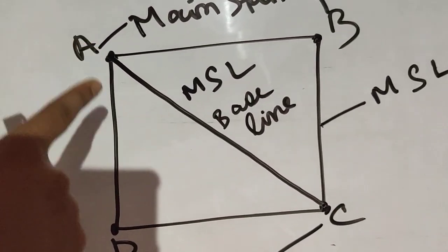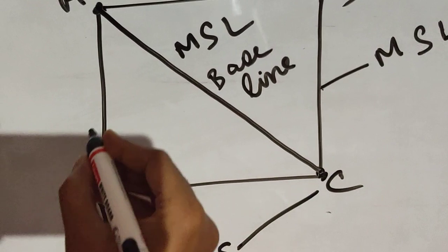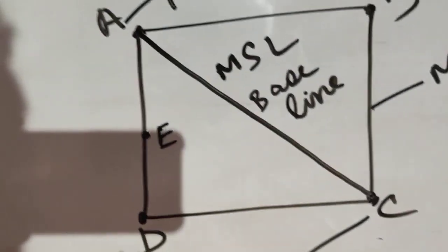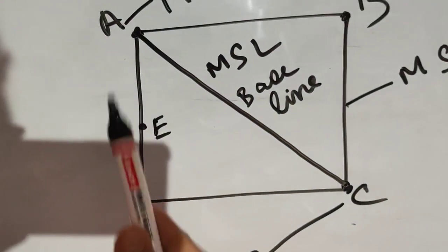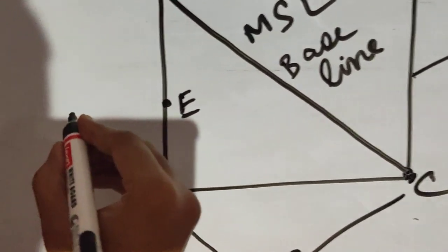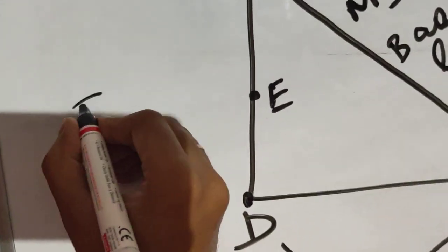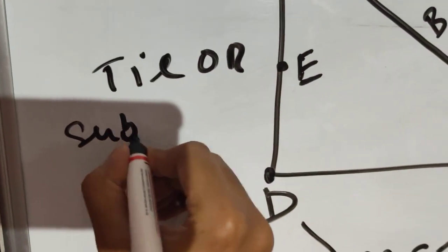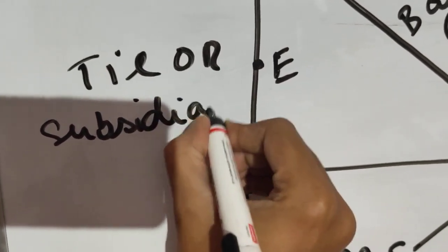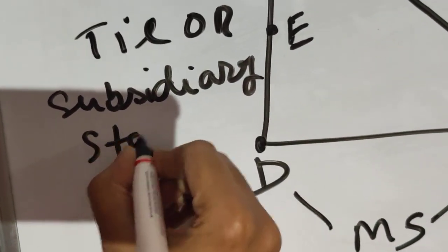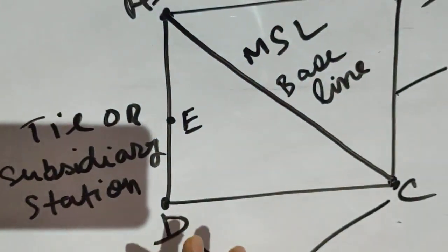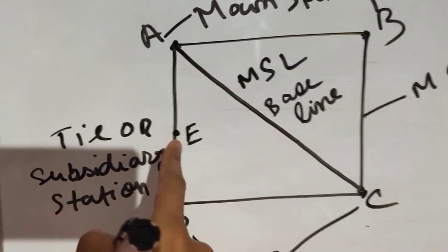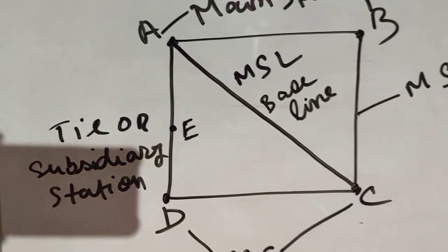Now on this main survey line AD, if we take one intermediate station, suppose E is an intermediate station between the main stations A and D on this main survey line AD, then this is called subsidiary station or tie station. On any main survey line between two main stations, if we take one intermediate station, then that particular station can be called tie or subsidiary station.